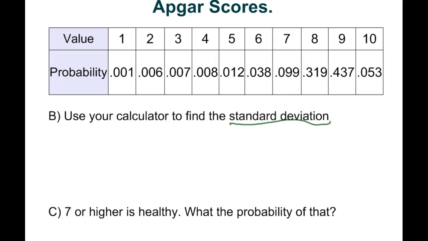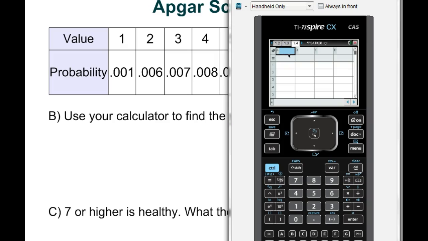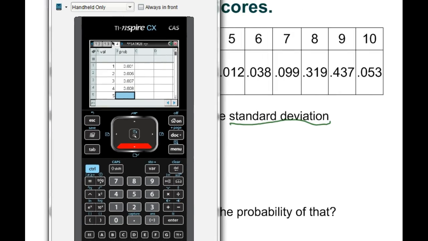So get out your calculator, and we're going to call the first one value, or just val, I'll call it val. Second one we're going to call prob, for probability. And 1, 2, 3, 4, 5, 6, 7, 8, 9, 10. And the second list would be 0.001, 0.006, 0.07. It's kind of interesting how that happened. 0.008. Move this over a little. 5, let's see. Okay.